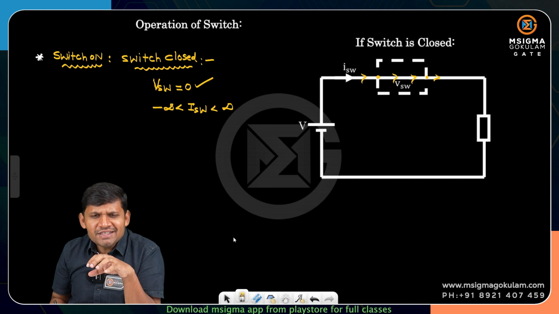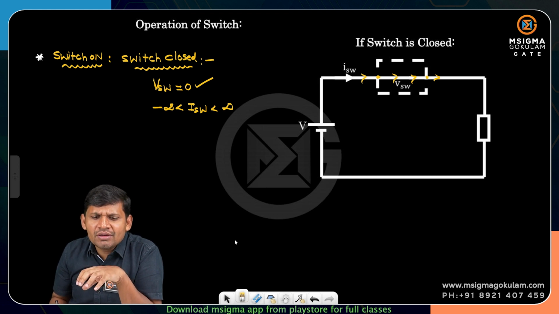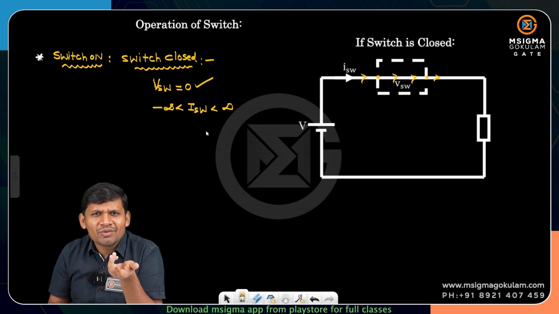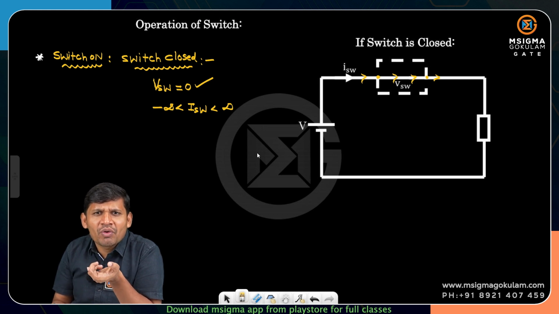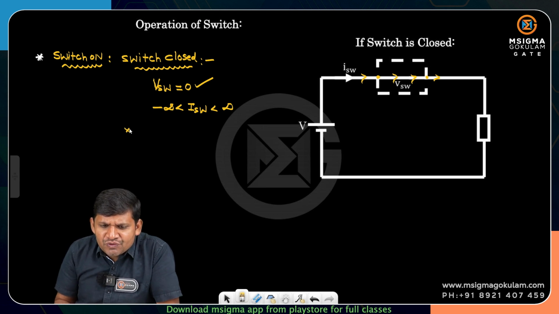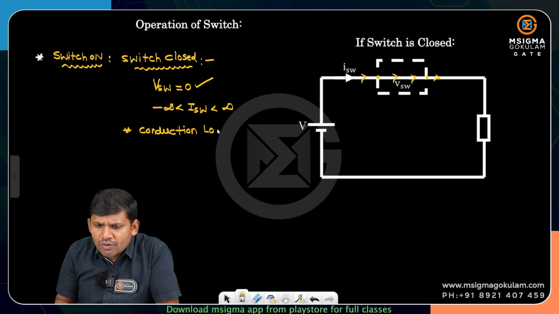Now, this is the ideal switch. During conduction, the voltage is 0, but current exists. Because the voltage is 0, what is the power loss? Power loss is nothing but the product of voltage and current. In an ideal switch, what is the voltage if the switch is closed? 0. If the voltage is 0, the power loss is 0. These are conduction losses, because the switch is in the on state. So in an ideal switch, the conduction losses are equal to 0.